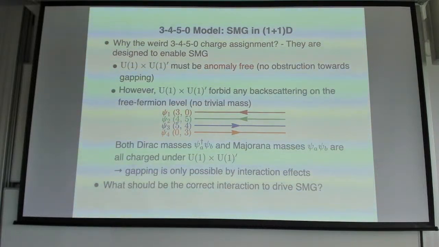So that creates a very subtle situation: there is no anomaly, no either self or mixed anomaly, but the symmetry is still restrictive enough that it's impossible to turn on any bilinear mass term. So gapping can only be achieved by interaction effect. So that's another example of SMG.